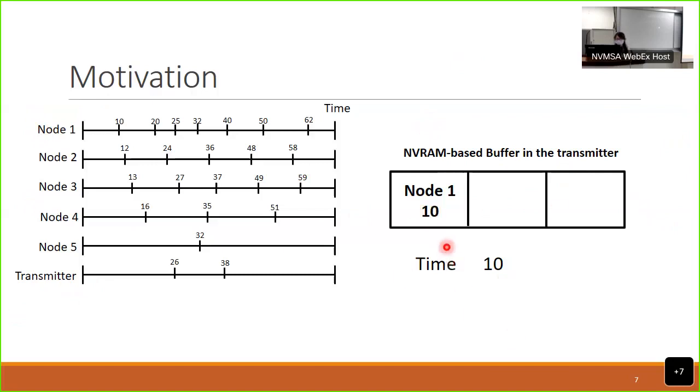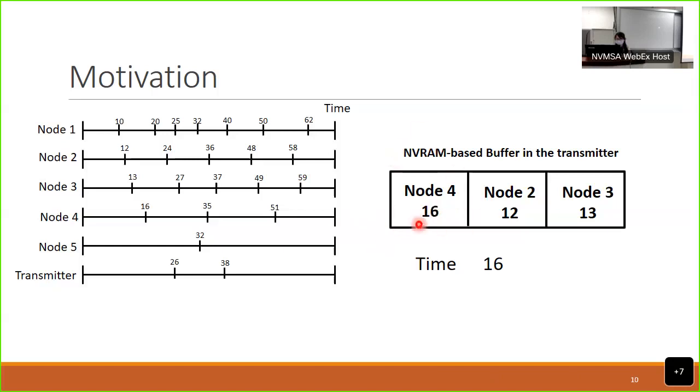So at time 10, node 1 sends to the transmitter. Because the buffer is empty now, node 1 can be stored in the buffer. And at time 12, node 2 comes, and because there are still empty locations, node 2 can be written into the buffer. Then at time 13, because the buffer is full, node 4 has to choose a data to be replaced. Because we adopt the first come first serve policy, we replace node 1 in the buffer.